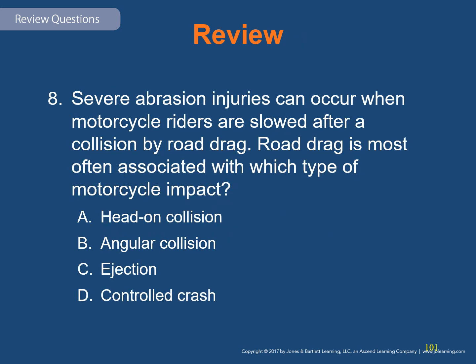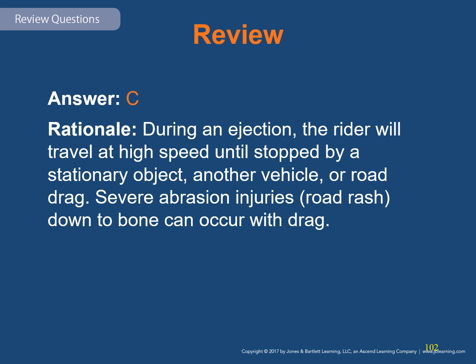Review question 8. Severe abrasion injuries can occur when motorcycle riders are slowed after a collision by road drag. Road drag is most often associated with which type of motorcycle impact? A. Head-on collision, B. Angular collision, C. Ejection, or D. Controlled crash. The correct answer is C.